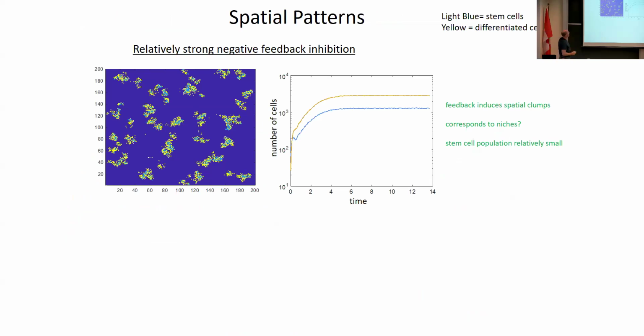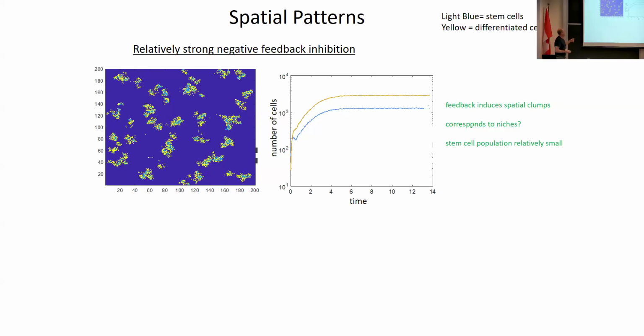So when you do have strong negative feedback, you get interesting patterns emerging where you have clumps of cells separated by empty space. And these clumps of cells consist of stem cells, which are in light blue, and differentiated cells, which are in yellow. And this kind of pattern almost reminds me of things like stem cell niches, where you have these little microcompartments where you have stem cells that differentiate out and the dynamics going on locally.